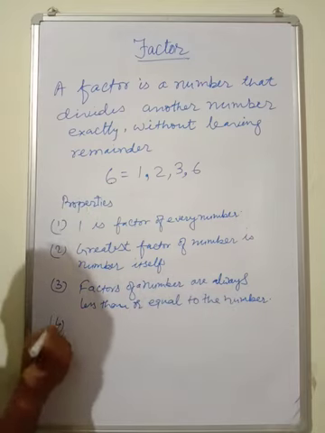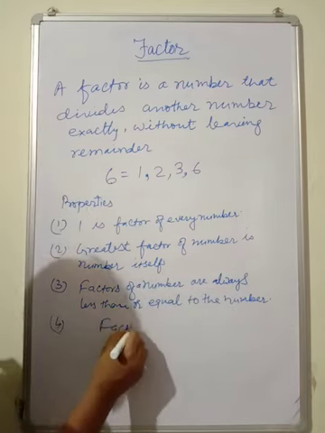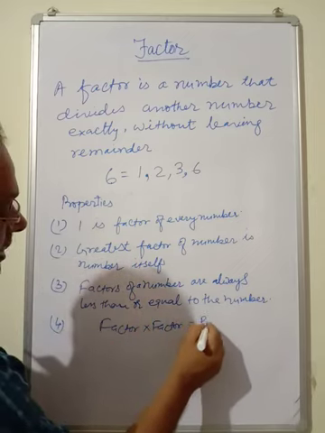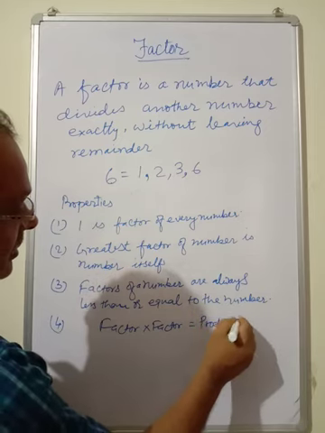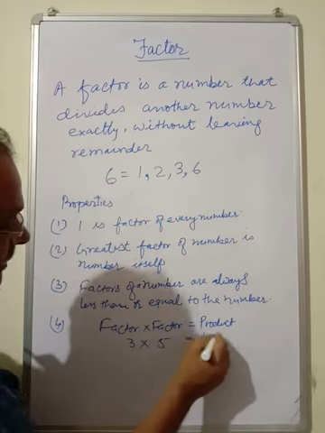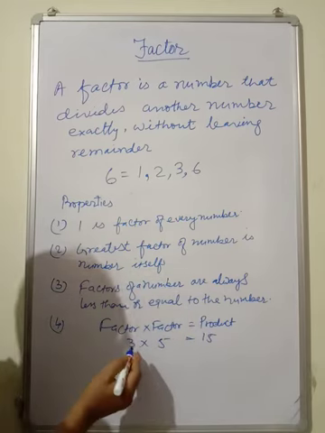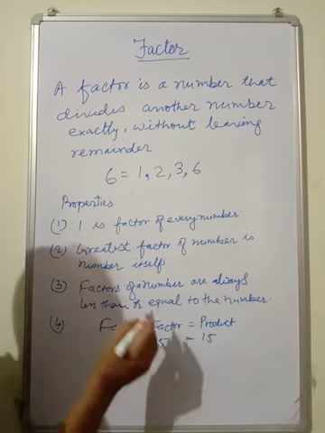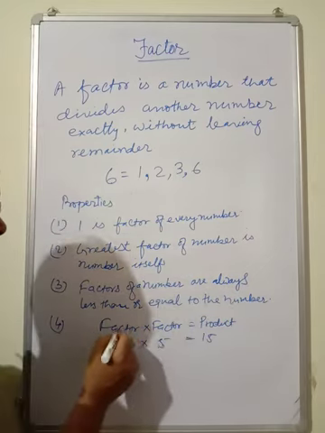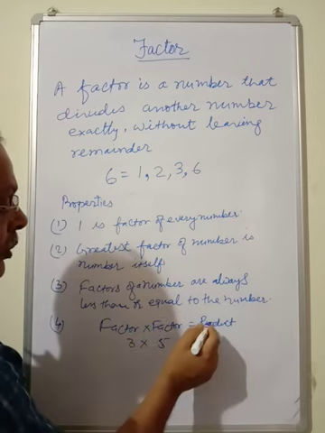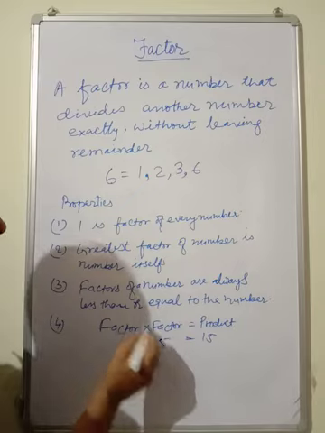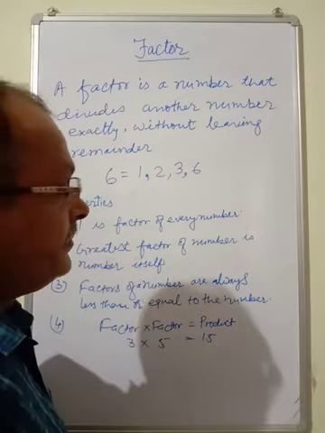Fourth, factor into factor is product. It means 3 into 5 is 15. So 15 is exactly divisible by 3 as well as 5. So 3 and 5 both are factors of 15. So factor into factor is product. So 3 into 5, 15 is the product, and 3 and 5 both are factors of 15.